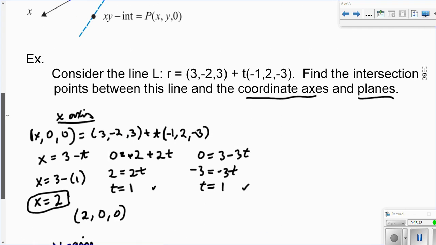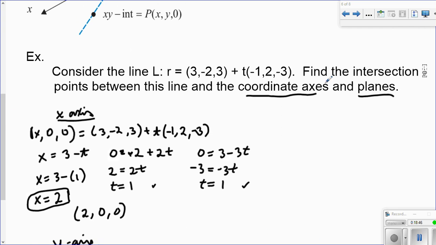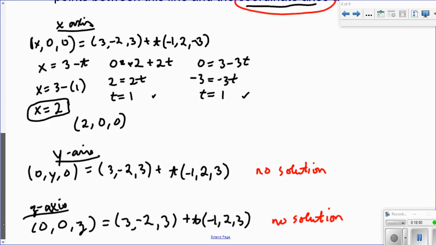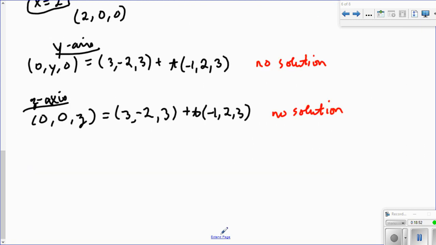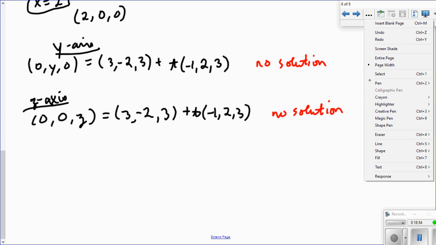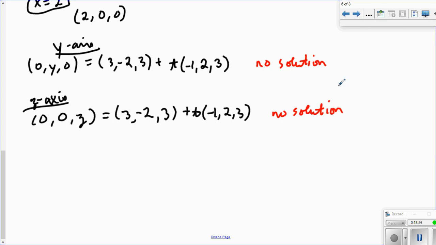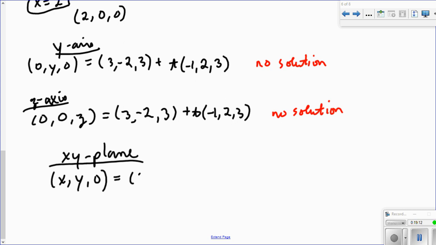This is a large question here, because not only that, if I found where it intersects the coordinate axes, I've got to find out where it intersects the planes. So for the planes, I've got 3 planes here, and I'll walk you through one of these solutions. Let's do the xy plane here. For the xy plane, I've got to solve this equation, so I've got to find values of x and y. I do it the same way.